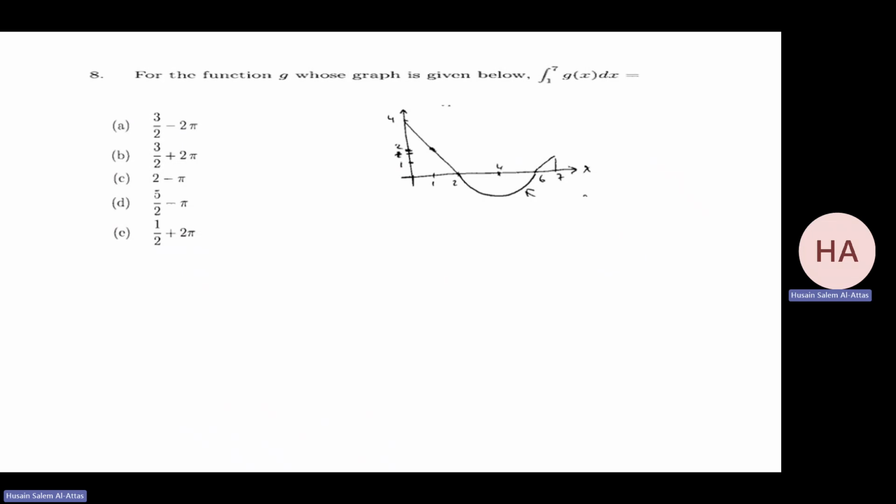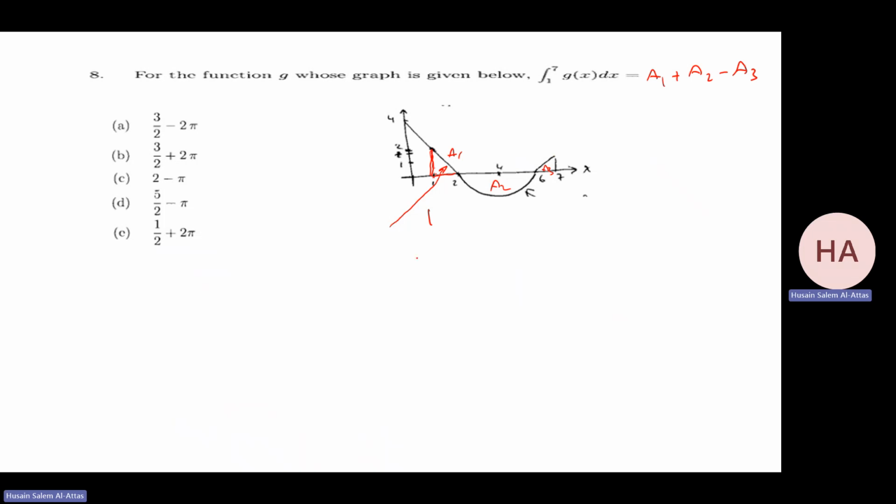For the function g, the graph is this. I want the integral from 1 to 7. From 1 to 7, not from 0. Be careful. Okay, from 1 to 7. Here I have a rectangle, whose height is 2. So the net area, let me call them A1, A2, A3, will be A1 plus A2 minus A3.